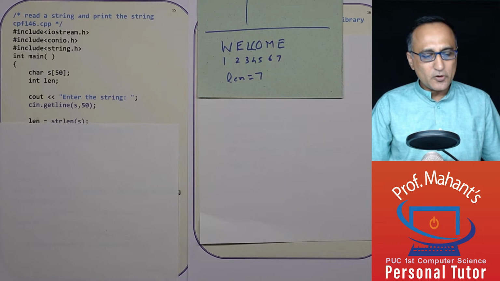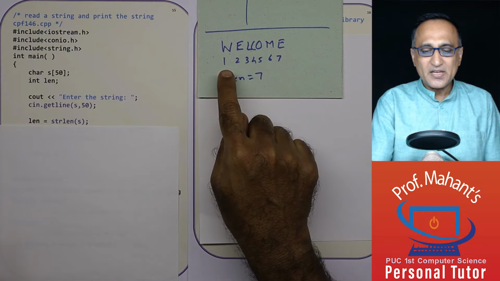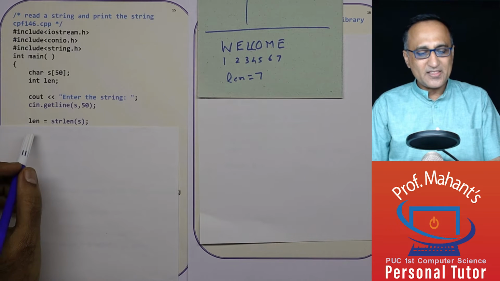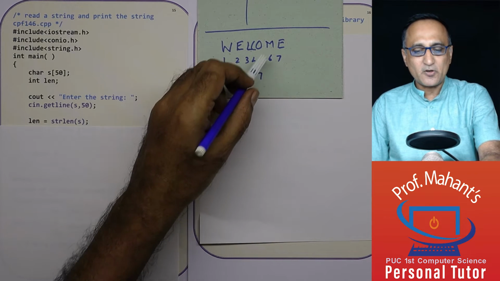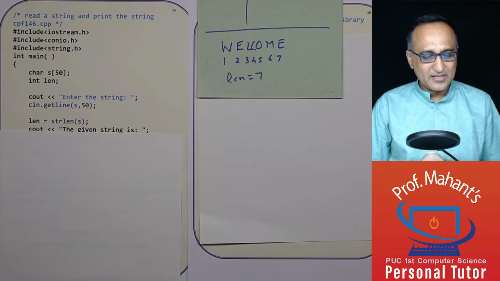So next I am going to find the length, the number of characters in this string welcome. How many characters are there? 1, 2, 3, 4, 5, 6, 7. So length now will have the value 7 because there are 7 characters. The 8th is null. I am not interested in printing the null.